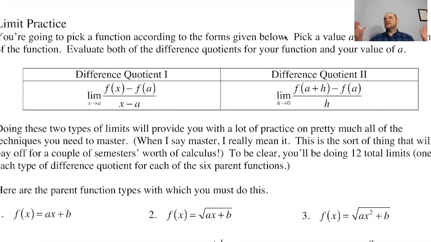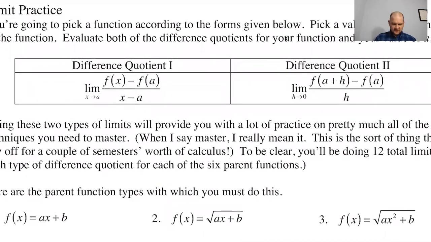A difference quotient literally is a quotient, right? So division with a difference in it somewhere, right? Subtraction. So that's a difference quotient. These are the difference quotients, and there's two of them. So you got f of x minus f of a over x minus a. When you have that, it's going to be the limit as x approaches a. Then you have f of a plus h minus f of a over h. That's going to be the limit as h approaches 0.